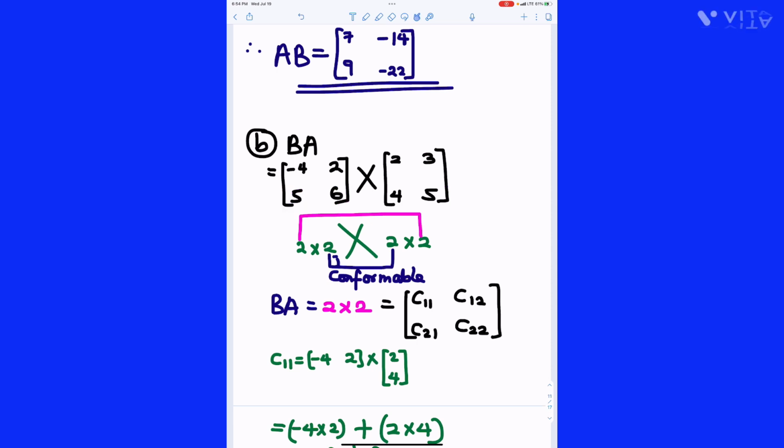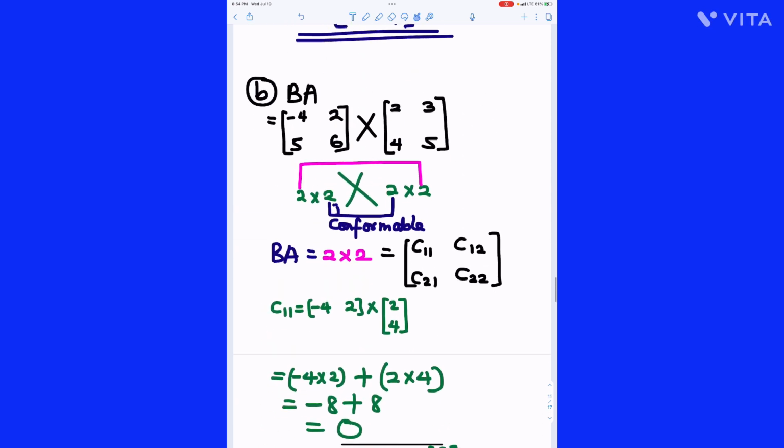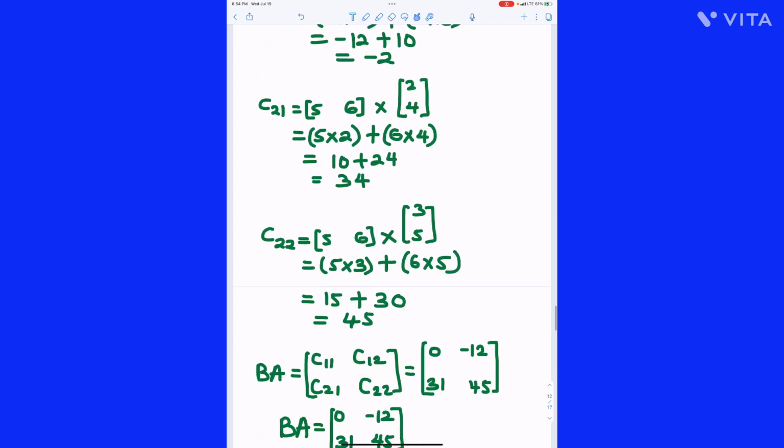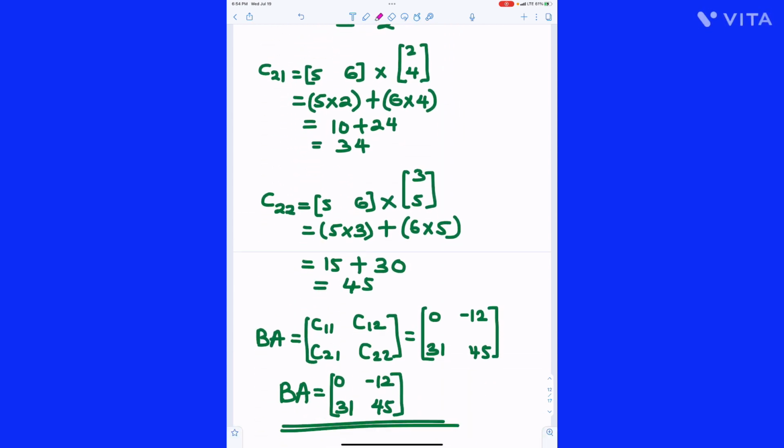So that gives me what? 5, 6 times 3, 5. That's going to give me 5 times 3, which is 15, 6 times 5, which is 30, add both, and get 45. So altogether, I'll put my answers down in their order, and I'll get this matrix as my product of B and A.